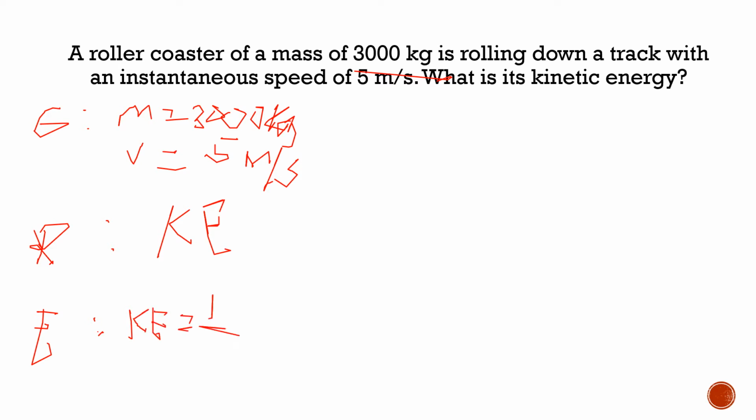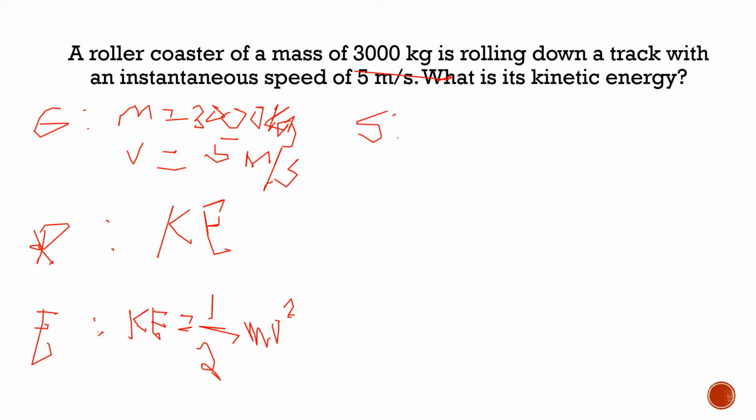So we have here 1/2 mv squared. Squared means you need to multiply the speed by itself, not by 2. Because here I have the speed of 5, so it is 5 times 5, not 5 times 2. So let us move on.